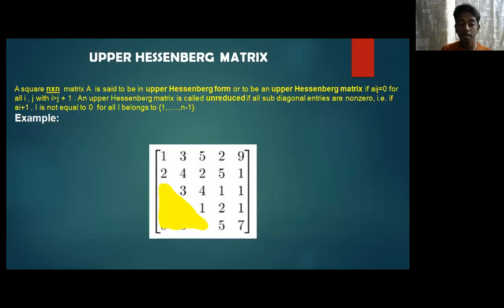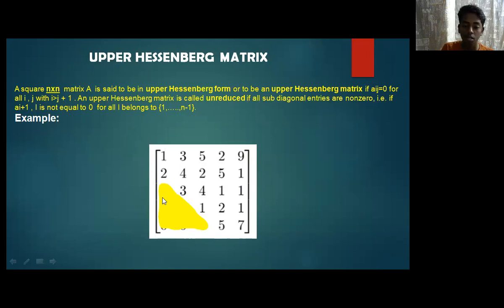Upper Heisenberg matrix. A square n by n matrix A is said to be an upper Heisenberg matrix if Aij is equal to 0 for all i, j with i greater than j plus 1. An upper Heisenberg matrix is called unreduced if all subdiagonal entries are non-zero.